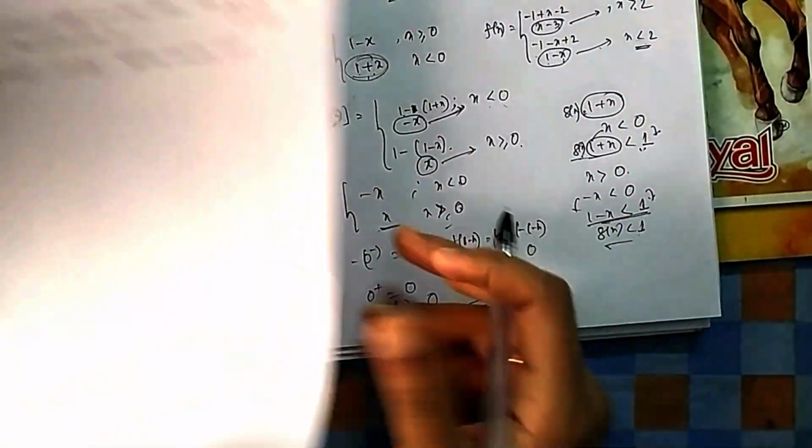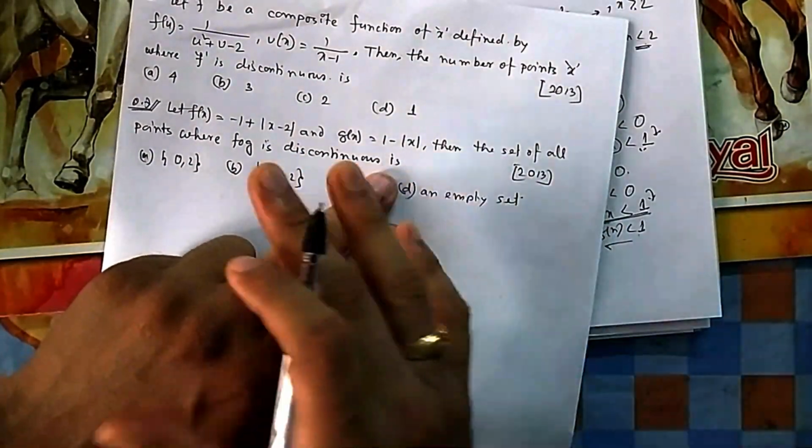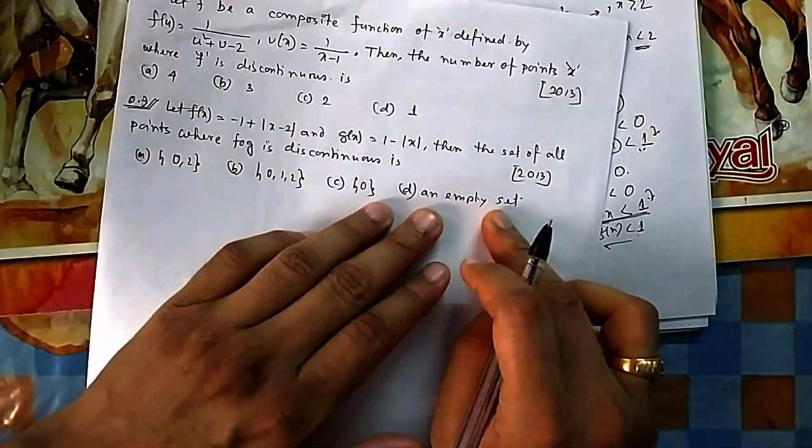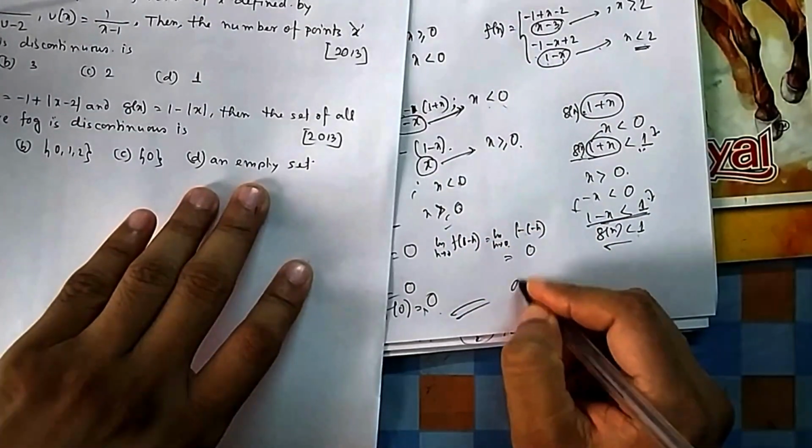So it is not discontinuous. So where is fog discontinuous? It is discontinuous nowhere, that means at the empty set. You could not find anywhere where it is discontinuous. So that's why it is option D.